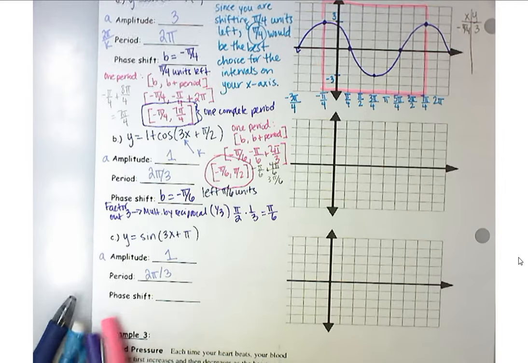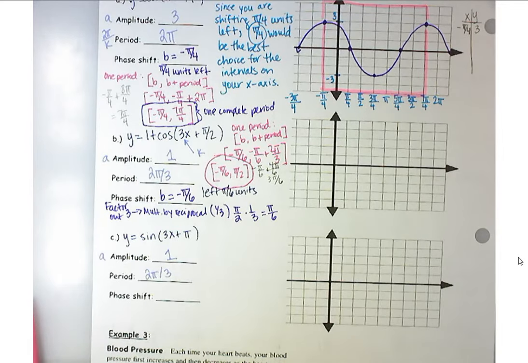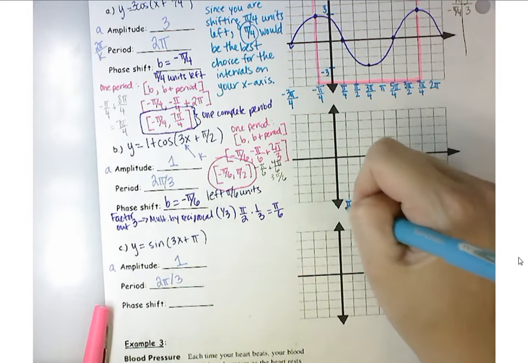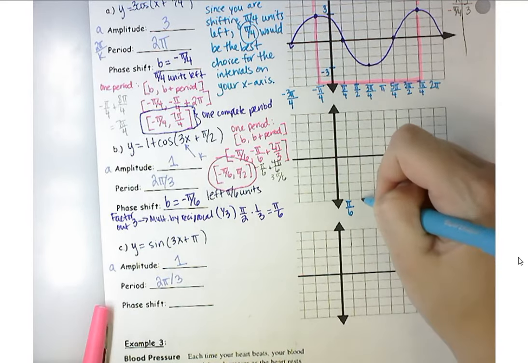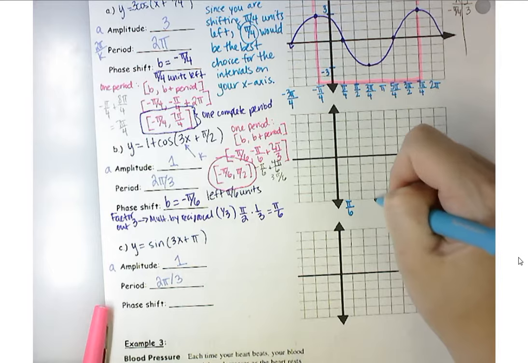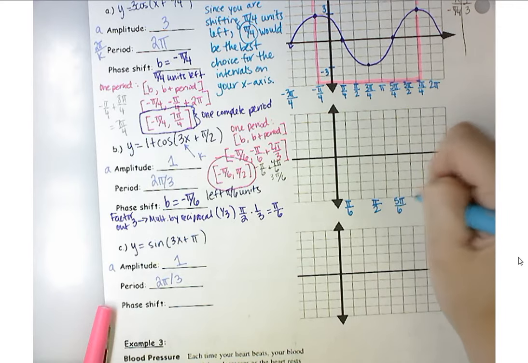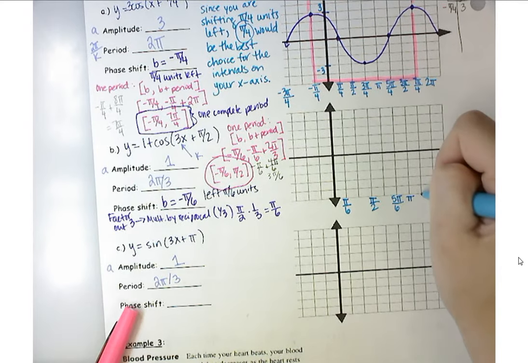Yep, so we want the scale to go by pi over 6. Okay, so then this is 1 pi over 6, 2 pi over 6, 3 pi over 6. What's 3 pi over 6? Pi over 2. 4 pi over 6, 5 pi over 6, 6 pi over 6, which I'm just going to write as pi. 7 pi over 6, 8 pi over 6, which would be 4 pi over 3.